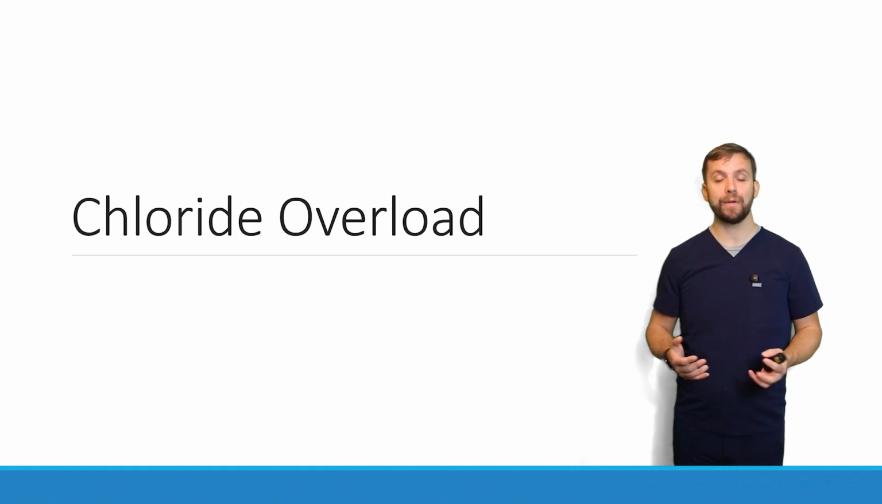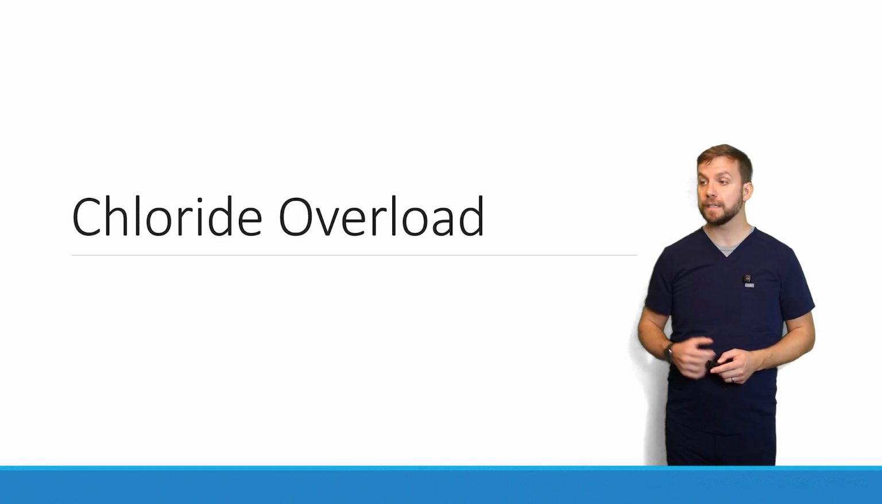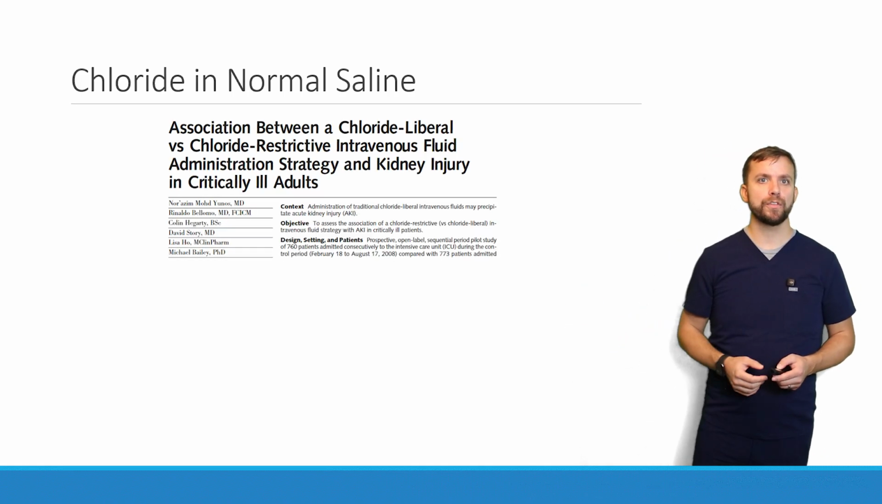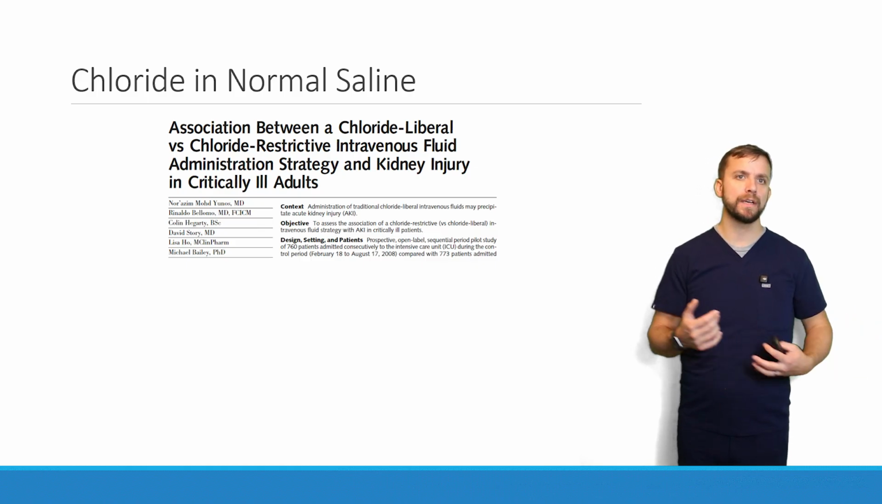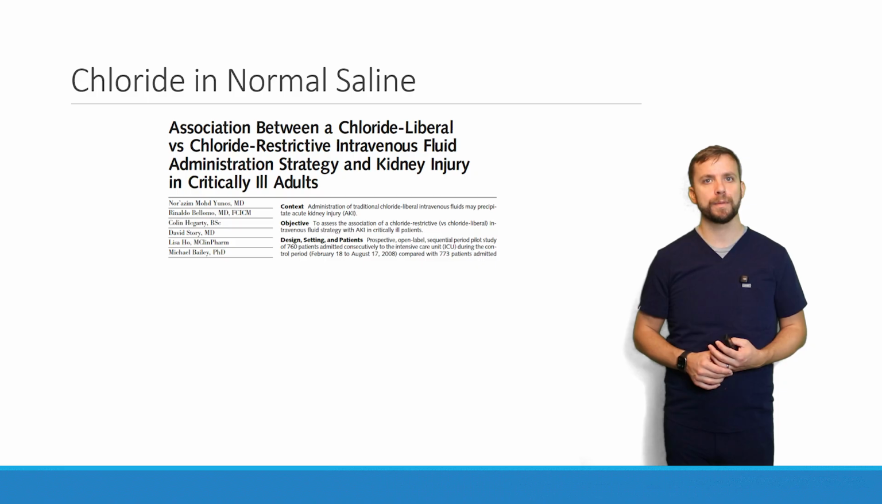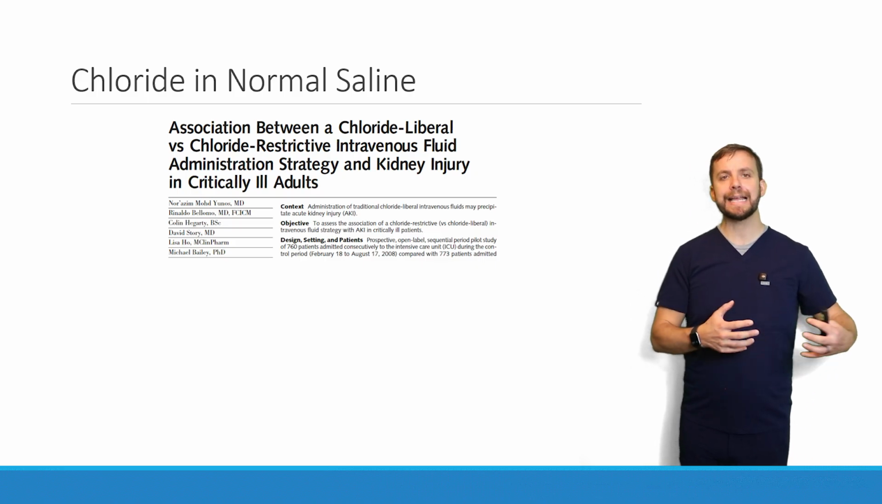You could see how he ended up getting volume overloaded and having to go on VV ECMO. Let's also look at chloride overload. So there's a whole bunch of chloride in normal saline that we talked about. The average is 100 for a person, and normal saline has 154 milliequivalents. So is that harmful to people?